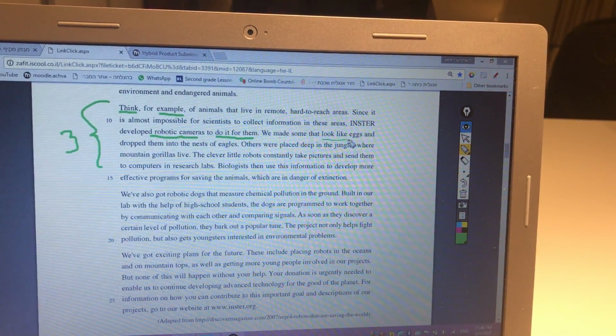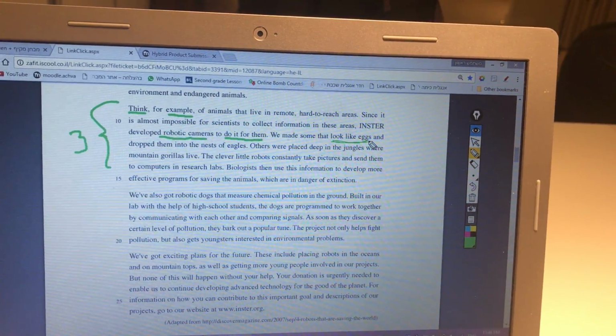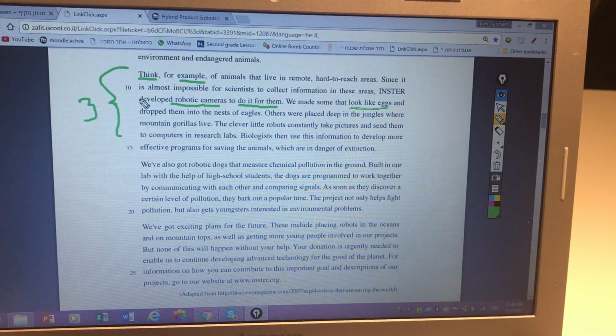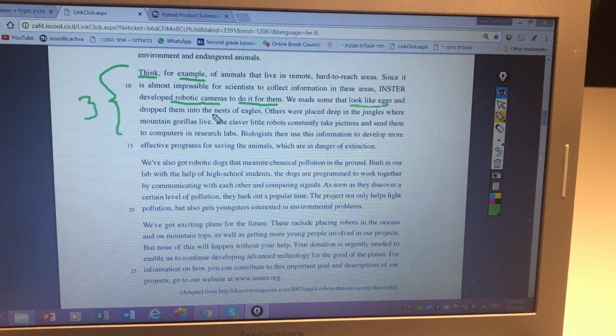And so robots actually don't have to look like human beings. They have made robots that look like eggs. Okay, they put them in nests.